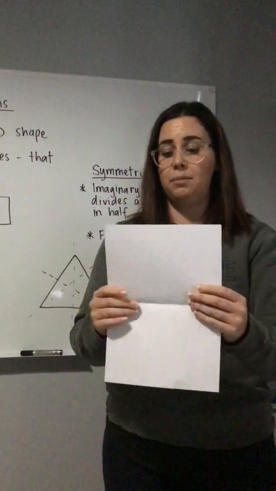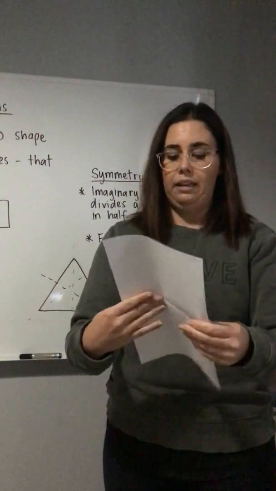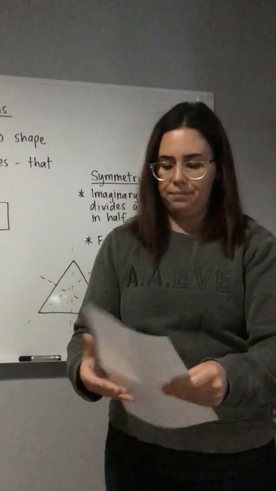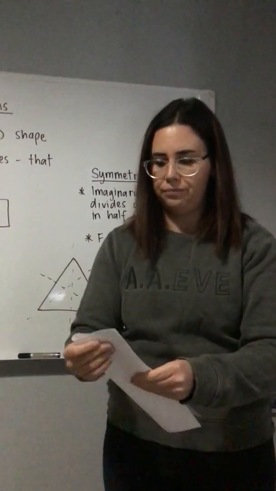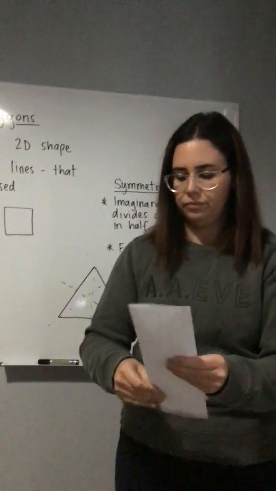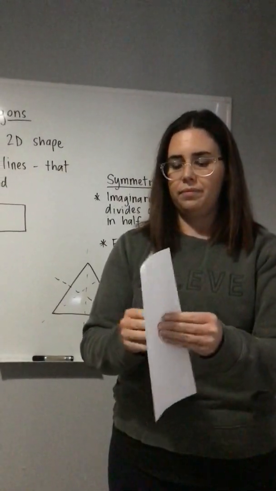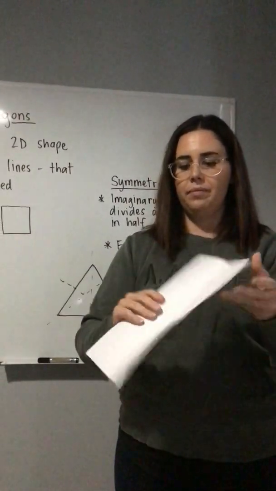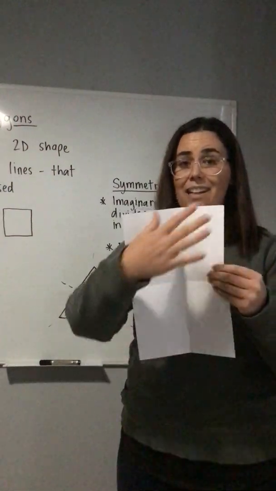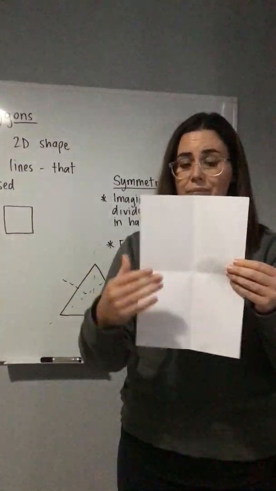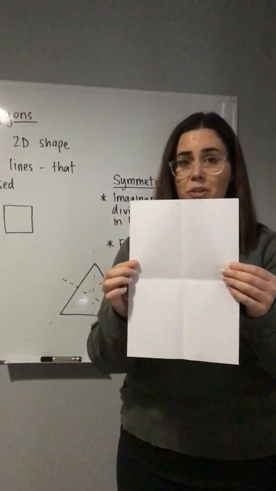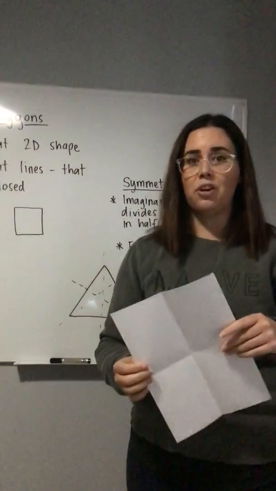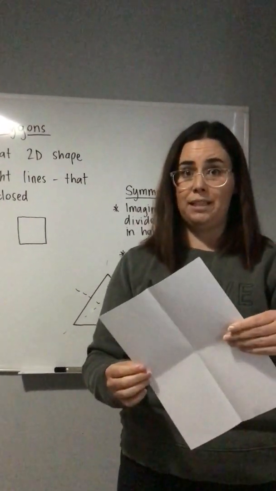Now another line of symmetry for a rectangle is you can go longwise down the page. This side is exactly the same as this side. So that's another line of symmetry. I want you to have a go at that at home with your own piece of paper.